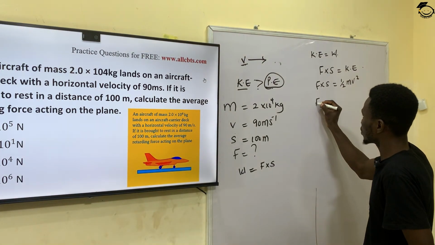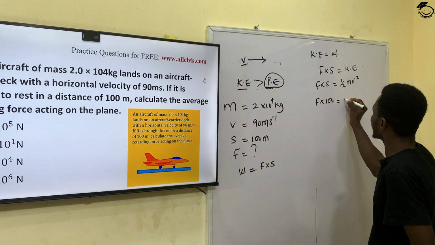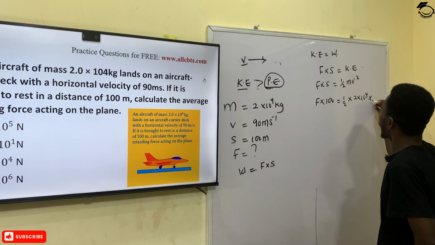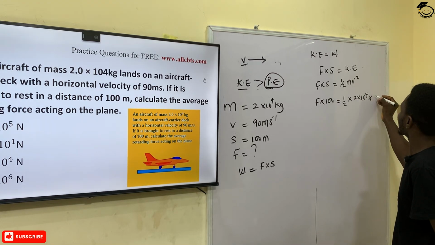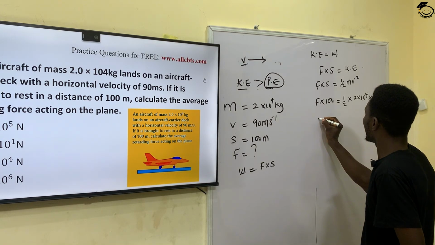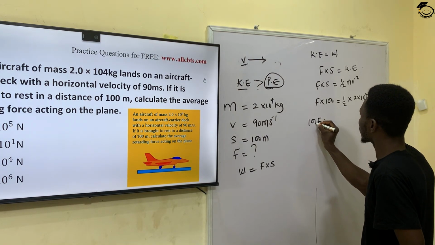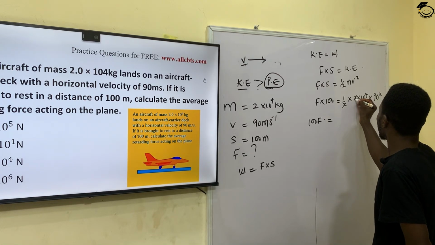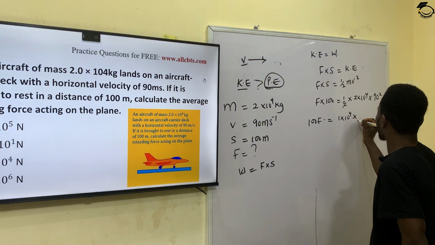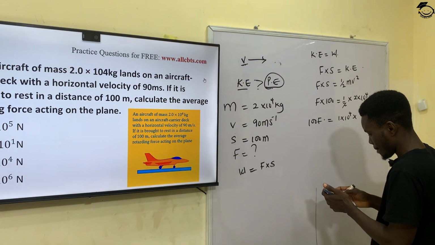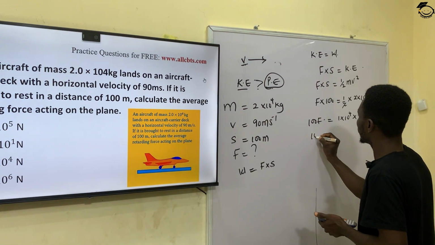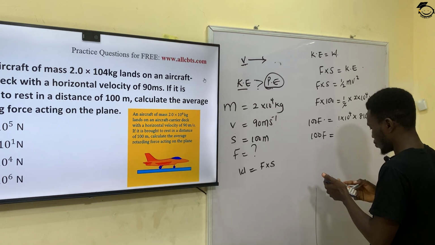So this means that my force times 100 is equal to 1 over 2 times 2 times 10 raised to power 4 times my velocity. The velocity here was given as 90, so I have 90 squared. So force times 100 is equal to, these two cancel out these two, so I have 1 times 10 raised to power 4 times 90 squared. So I have 8100.